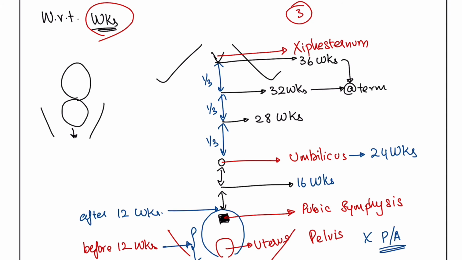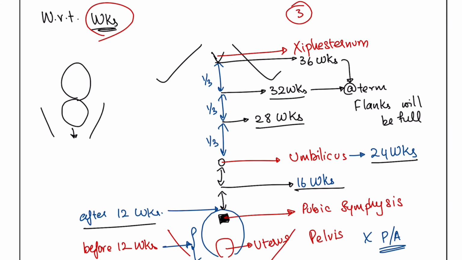So how do you differentiate whether it's 32 weeks of gestation or term? In term, the flanks will be full, whereas at a gestation of 32 weeks, they will not be full. So that is a differentiating feature. For a fast revision: 12 weeks is right above the pubic symphysis, 16 weeks is midway between the pubic symphysis and umbilicus, 24 weeks is right at the umbilicus, 28 weeks is 1/3 from the umbilicus, 2/3 is 32 weeks, 36 weeks is the xiphisternum, and term is again 32 weeks.